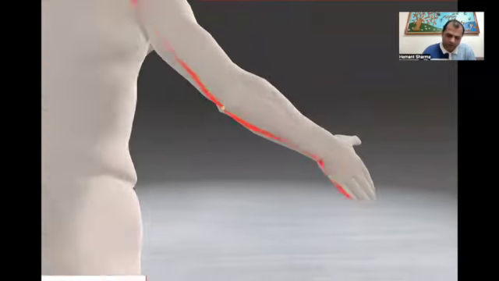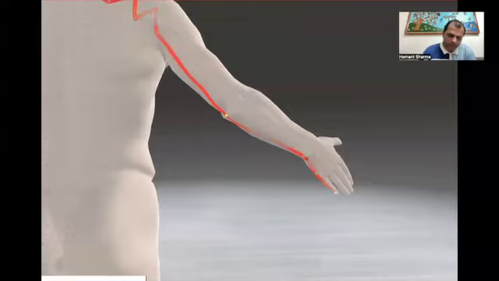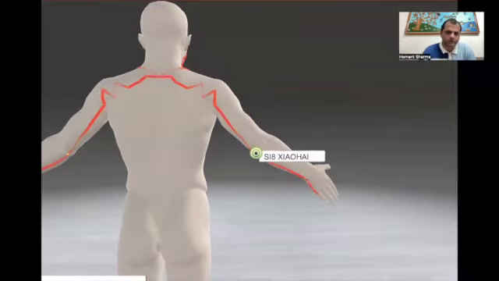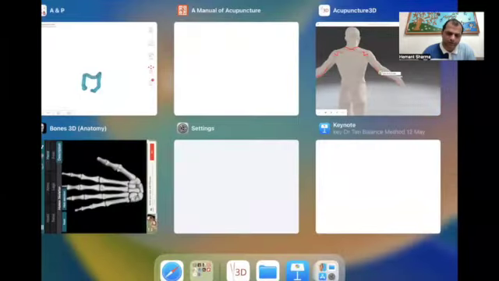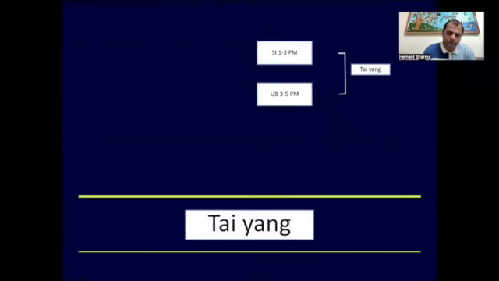So we are treating somewhere. We know the small intestine 5, small intestine 8. There are many points in the small intestine. Somewhere we are going to treat. Where we are going to treat, there is the next step.